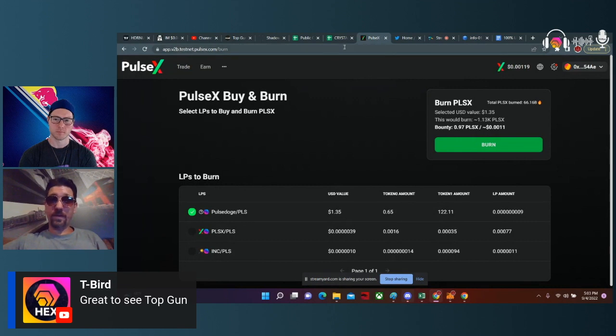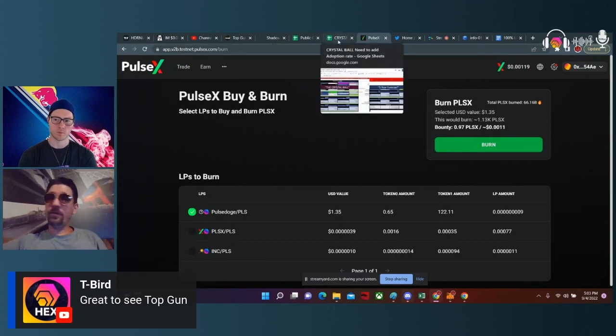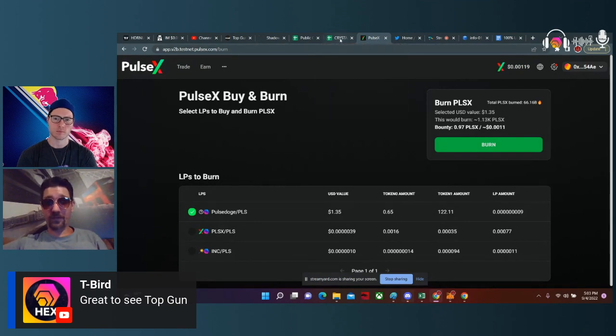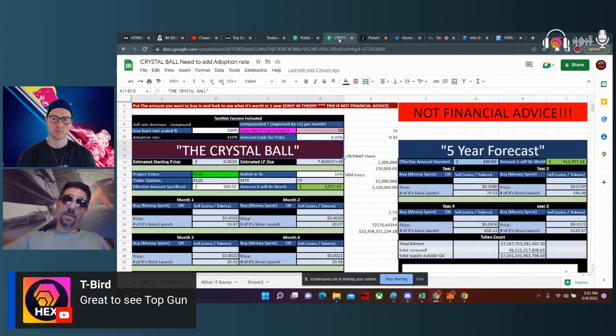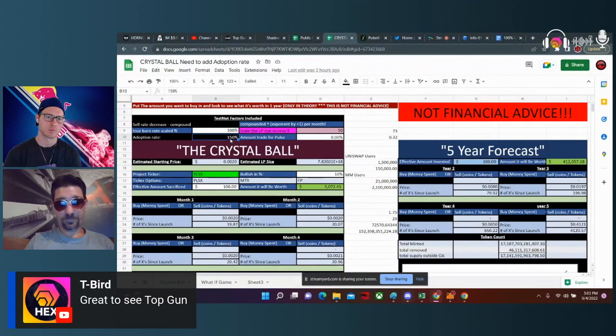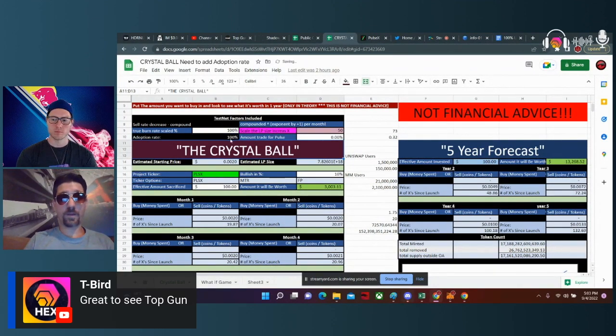So that is why they threw in the button for the buy and burn, which once you've connected your wallet and paid for gas, should execute properly. I had it working on my video last night. And then everyone always gets really curious about what the effects of the buy and burn can be. So I added a new variable to my model of adoption year over year, month over month.